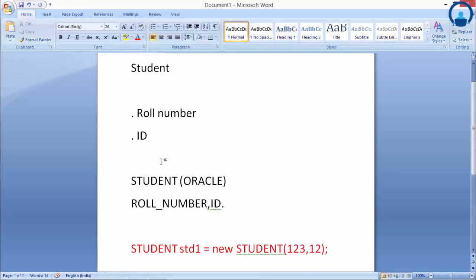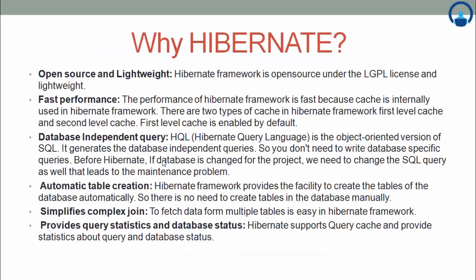Now don't get boggled by this concept. We'll be doing some examples on how to send, persist or get values from the database, and then you will be clear with it. Now why do we use Hibernate? Hibernate has many advantages. First of all, Hibernate is open source and lightweight, and open source is one of the biggest advantages of an API, so that you can manipulate anything.